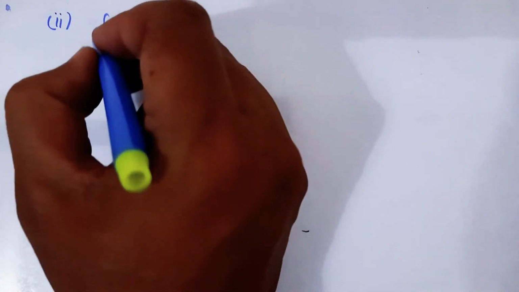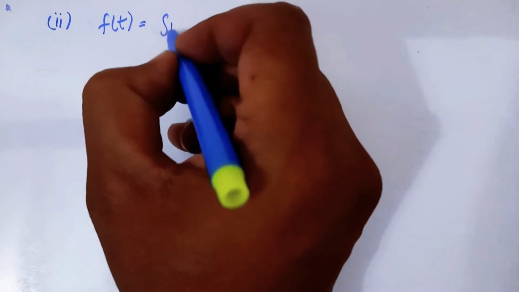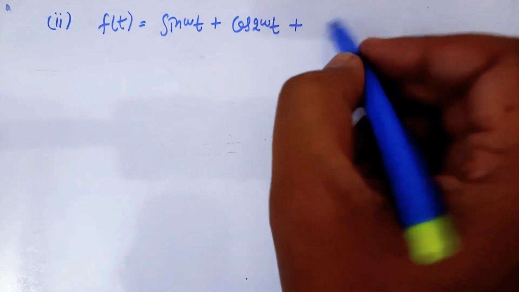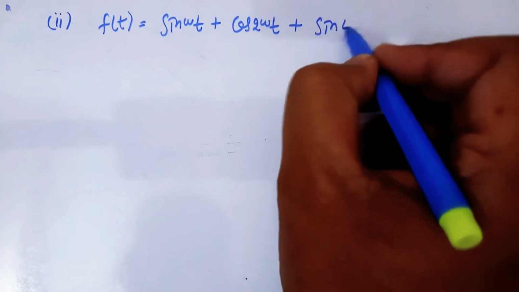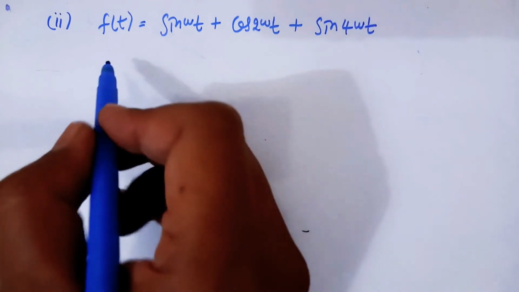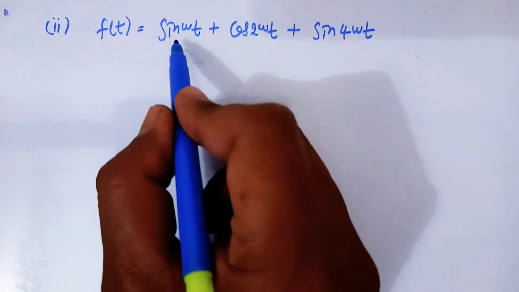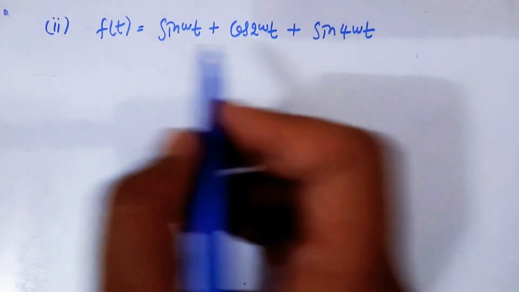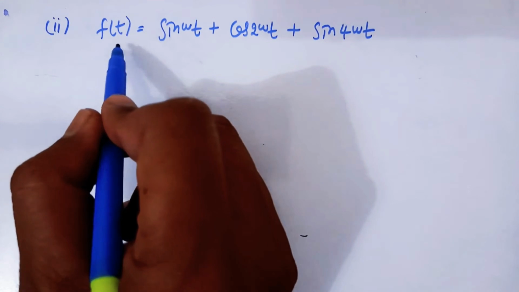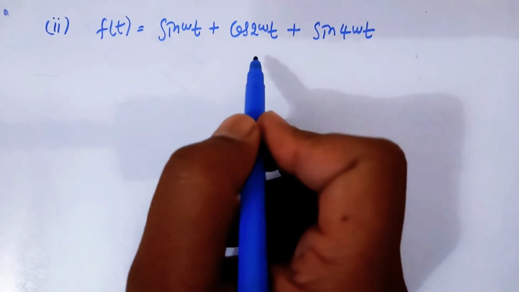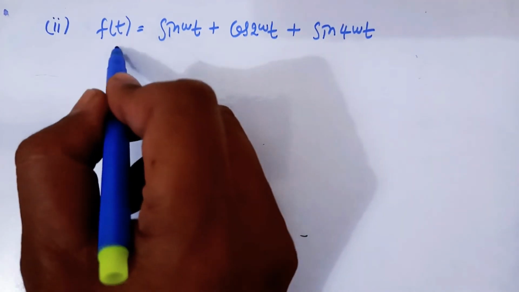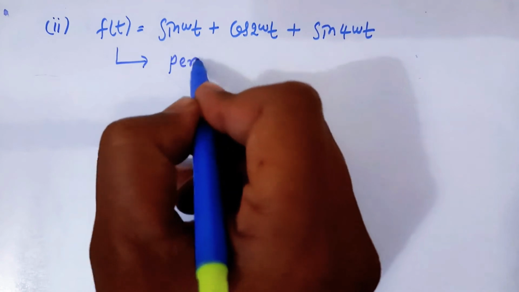See the second one. Here f of t is equal to sin omega t plus cos 2 omega t plus sin 4 omega t. Here f of t is a linear combination of sine, cosine and sine functions. If the function is a linear combination of sine and cosine functions, that function represents periodic motion. So here f of t represents periodic motion.